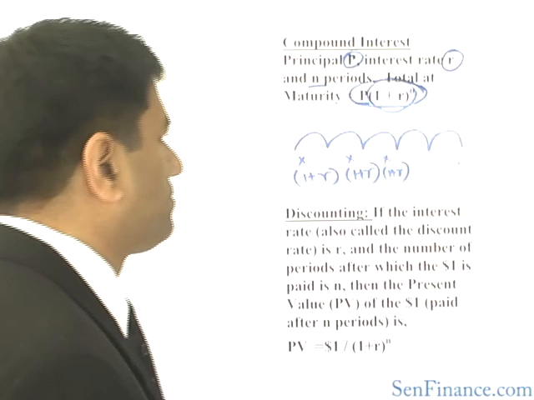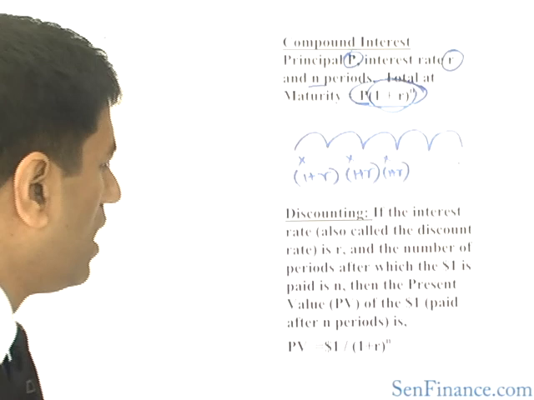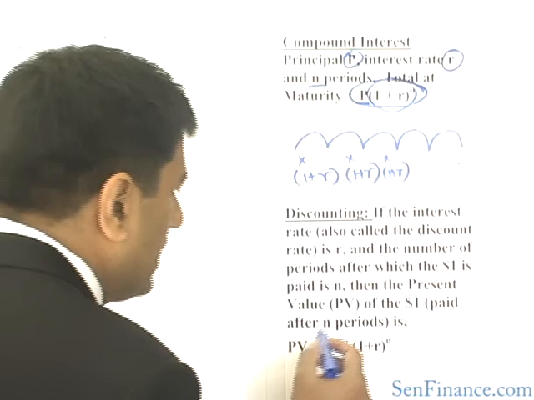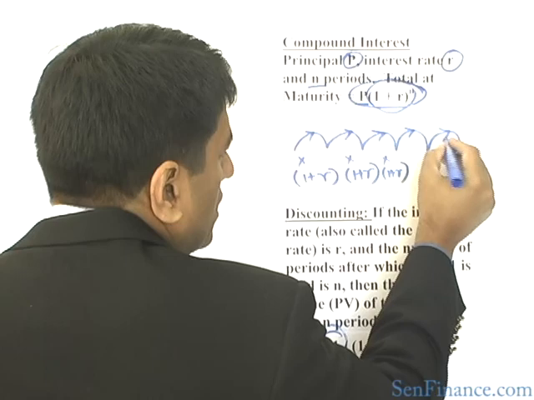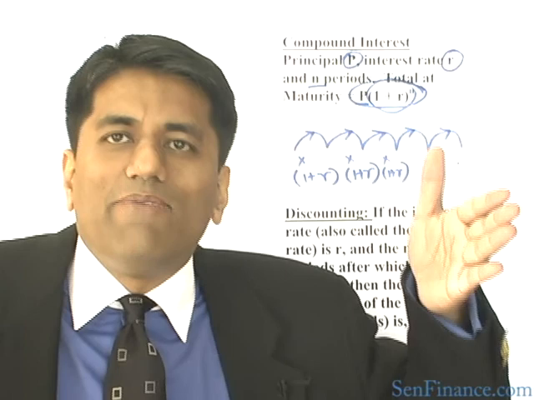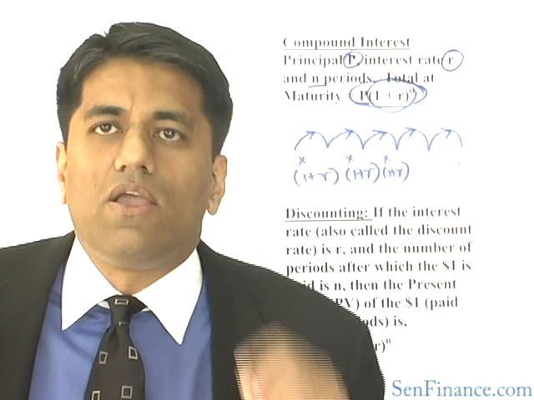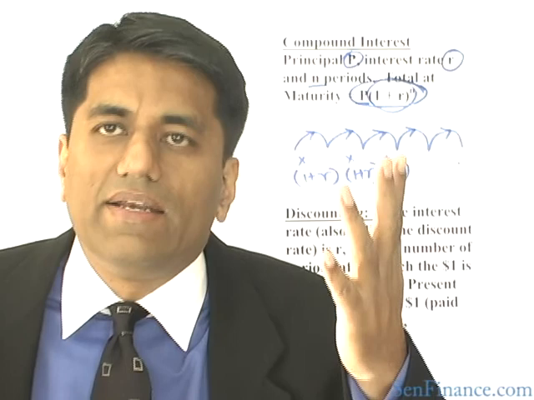Similarly for discounting, suppose you are paid a dollar N periods from now. So now, instead of moving forward by N periods, you are now moving back by N periods. And each time you move back by a period, you're supposed to discount by the factor 1 plus R, or also known as 1 plus D, where D is the discount rate, which is also the rate of return or interest rate.